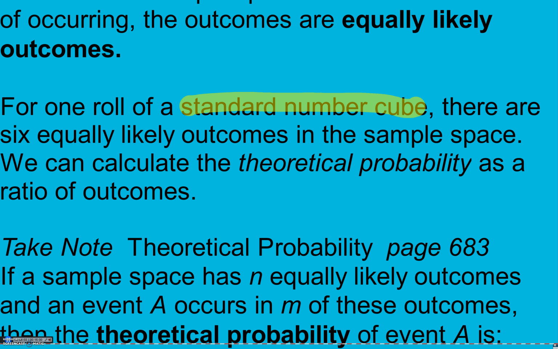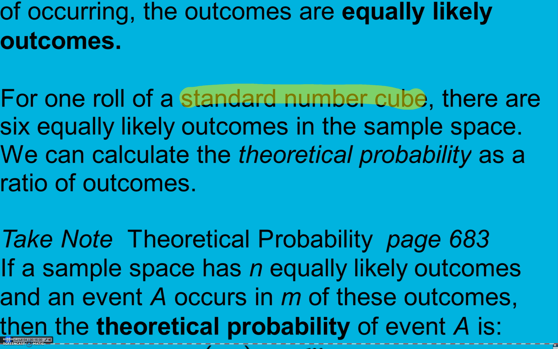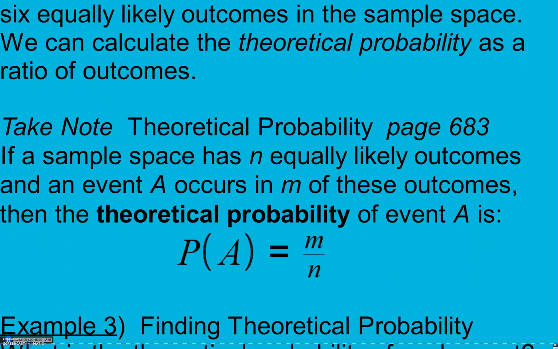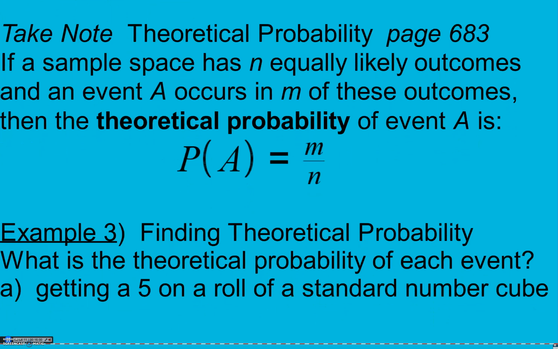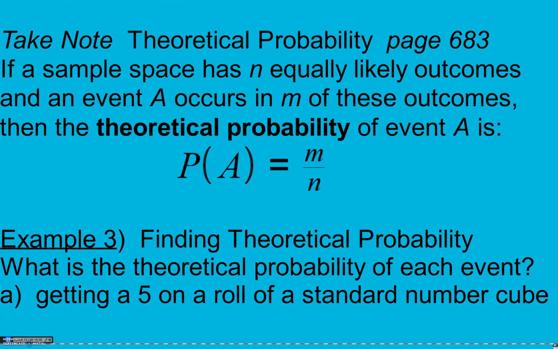So, experimental probability has to do with the amount of things that we can see or that have happened, whereas theoretical probability is all based off what probably would happen because of equally likely outcomes. So, if a sample space has n equally likely outcomes, and an event A occurs in m of those outcomes, then the theoretical probability of the event A is m over n.